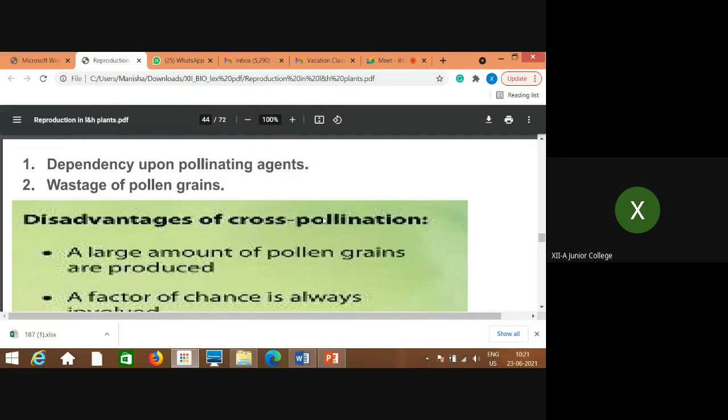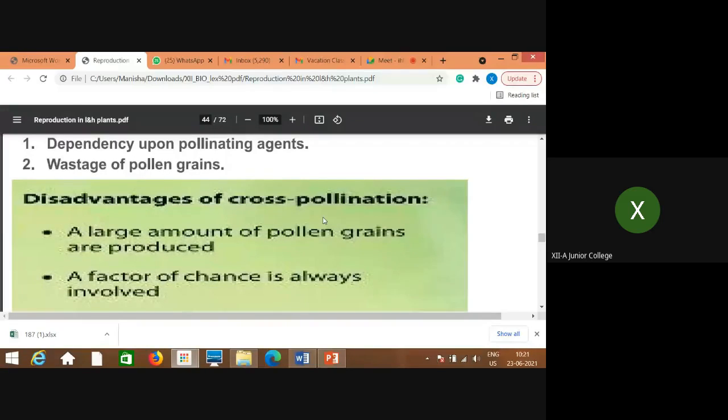But one thing, a few disadvantages of cross pollination that we need to consider. First, most important, is dependency upon pollinating agents. As we have discussed, pollinating agents are required, abiotic or biotic: water and wind as abiotic, and birds, insects, bats, snakes, etc. as biotic agents. So dependency is there for cross pollination. This is the first and the most important point in disadvantages of cross pollination.